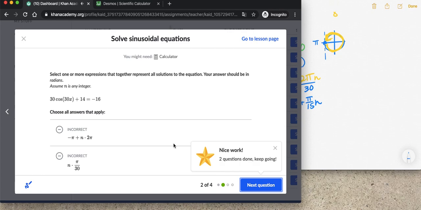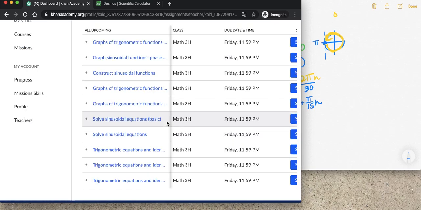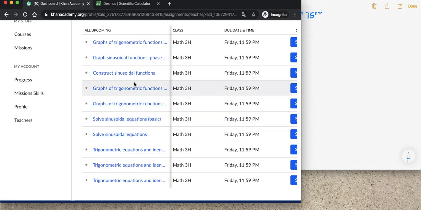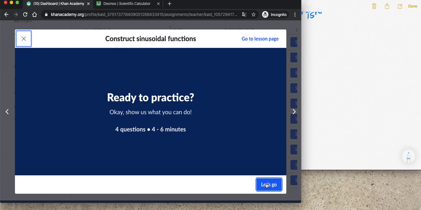Cool, so that's solving sinusoidal equations. Again, I could keep working through this, and if I get 3 out of 4 right, then I'm happy with that. Stop, that's 75% for your classwork, for your homework. Or I could try those again and try to get a 4 out of 4. Let's try another one though. So if I'm looking at constructing sinusoidal functions, this is going to be a little bit trickier, so let's try one.